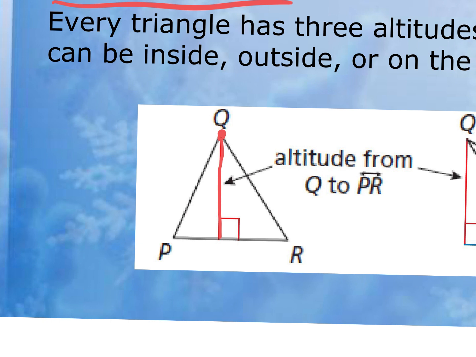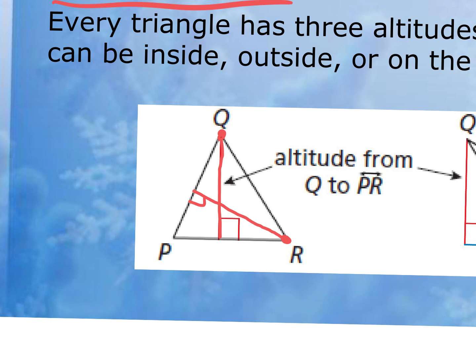So now your altitude, you're going to start at what vertex? What vertex is not part of our base? R. So put a dot at R, and to the best of your abilities, it's not going to be perfect, draw a perpendicular segment to what side? QP, which is your base, okay? So to the best of your abilities, draw a perpendicular segment down to QP. That is another altitude of this triangle, okay?